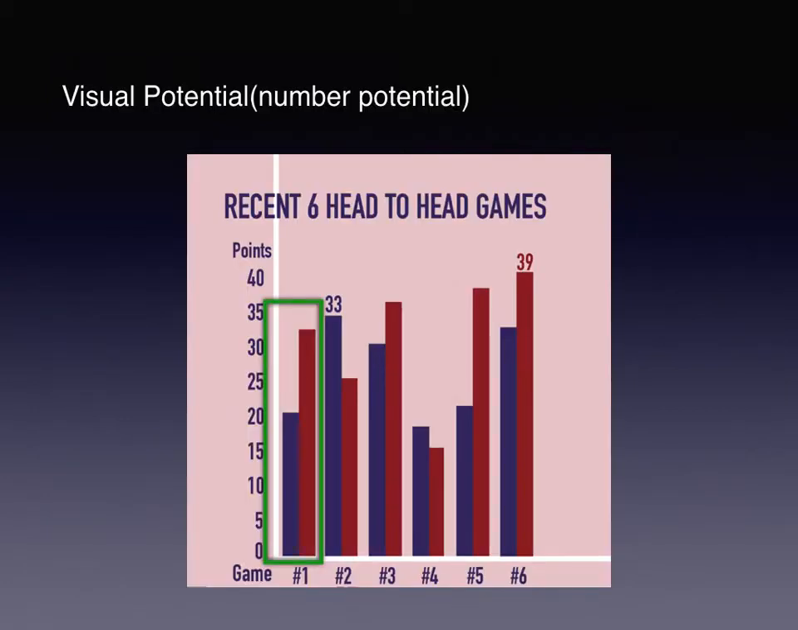The first topic is visual potential. Let's get started with the number potential. For the number potential, I did a bar chart based on the scores they got in recent 6 head-to-head games. The red bars represent LeBron, the purple bars represent Kobe. In the green box, as you can see, I put the two bars close to each other to demonstrate this is one game.